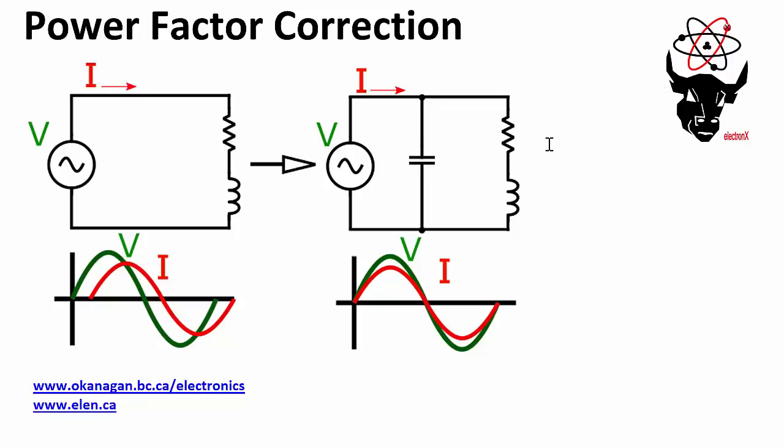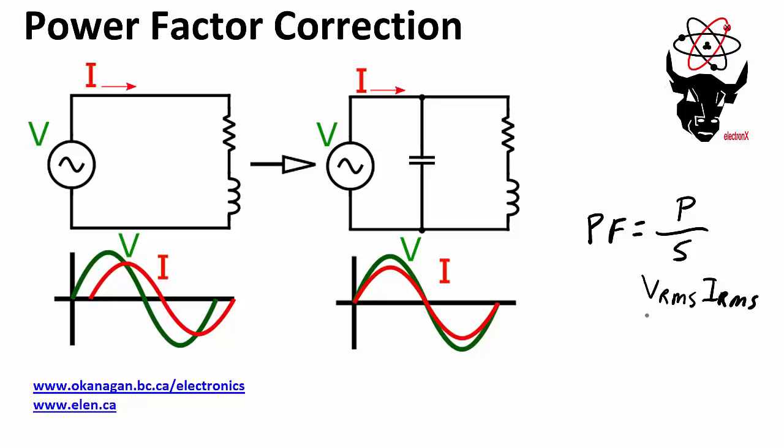Power factor correction involves modifying a circuit in a way that increases the power factor, and ideally you want to increase that power factor to 1. Power factor, by definition, is the ratio of the real power delivered to the load divided by the apparent power in the system. And apparent power in the system is equal to VRMS times IRMS. And it turns out that the closer the voltage and current are in phase to each other, the closer to 1 your power factor is going to be.